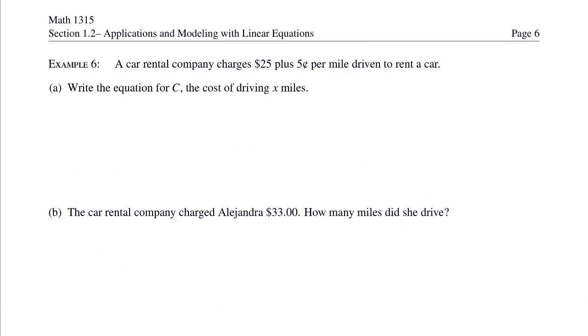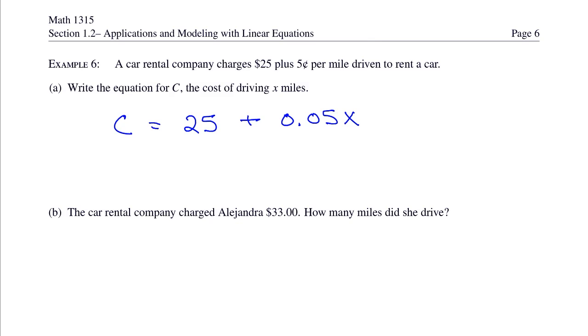In example 6, a car rental company charges $25 plus 5 cents per mile driven to rent a car. Write the equation for C, the cost of driving X miles. So the $25 is a fixed cost. You're going to pay that regardless of how many miles you drive. So C is equal to 25 plus, and then it's 5 cents per mile. So we're writing C in dollars. So we have the 25, so we need to change the 5 cents to $0.05 times X for each mile that's driven.